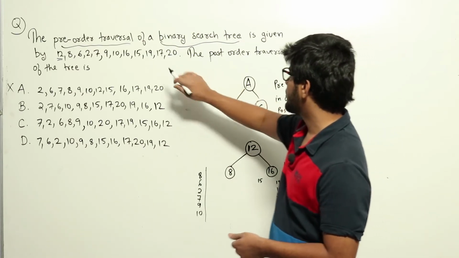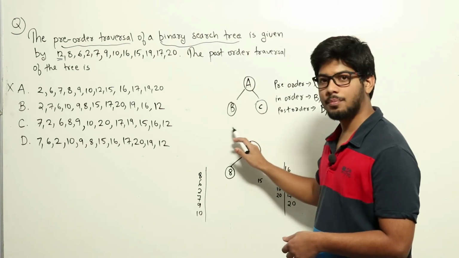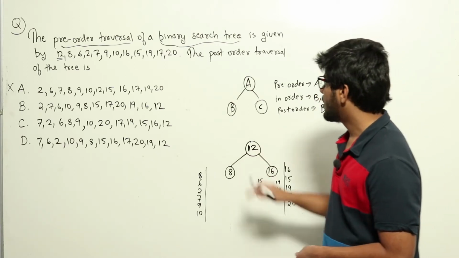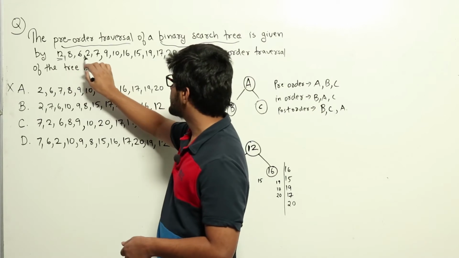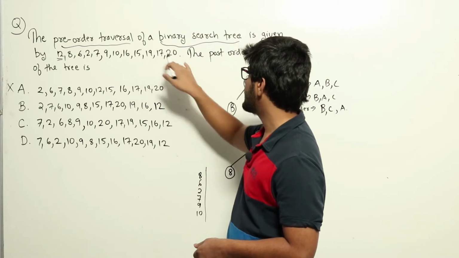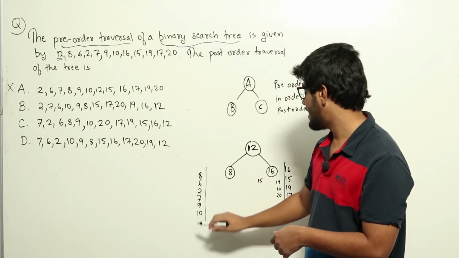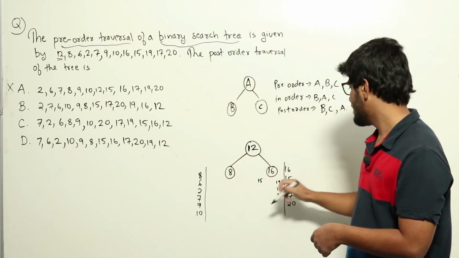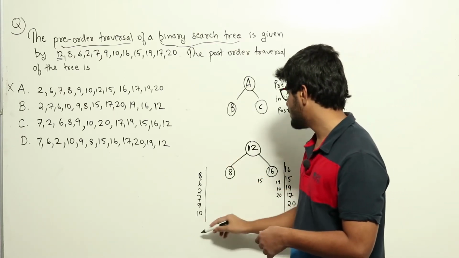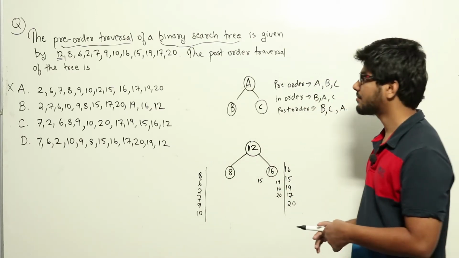Now we look at the second piece of information given in the question. It is a binary search tree, meaning all numbers less than 12 should appear to the left side of 12 and all numbers greater than 12 should appear to the right side of 12. Now in the question, if you see, 8, 6, 2, 7, 9 and 10 are less than 12. 16, 15, 19, 17, 20 are greater than 12, right? Which means that 8, 6, 2, 7, 9 and 10 will appear to the left side of 12, and 16, 15, 19, 17, 20 should appear to the right side of 12. Meaning the left subtree of 12 will be made up of these numbers and the right subtree of 12 will be made up of these numbers.